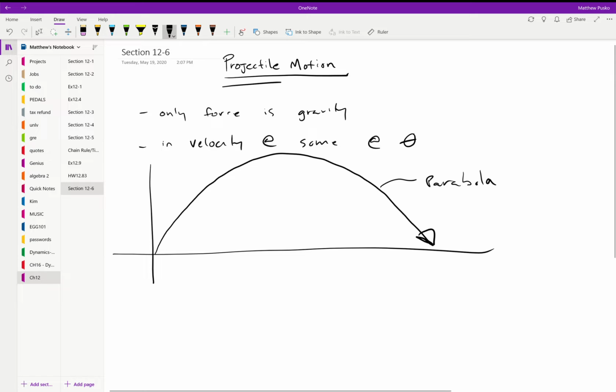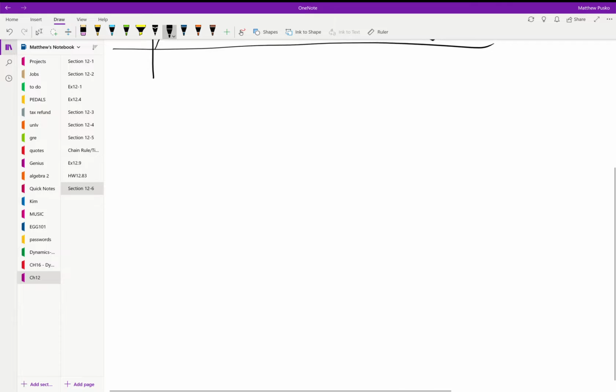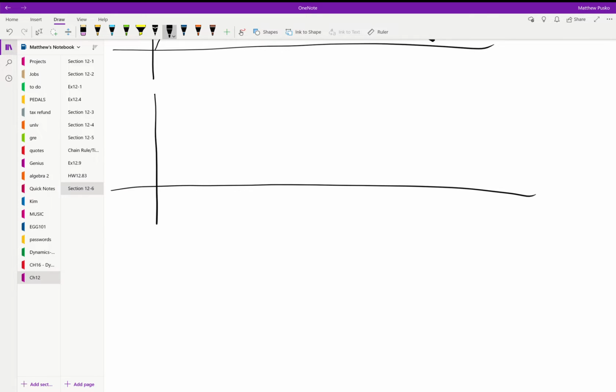But we need to break this up into components. We need to look at what happens in the y direction and what happens in the x direction. If we take a mass and shoot it out of something like a cannon or a gun or a catapult or kick a ball, there's all kinds of different ways we could create a projectile. We typically have some initial velocity vector and some angle theta. Alright, I'm going to trace the projectile path, and then we're going to draw some points on there.